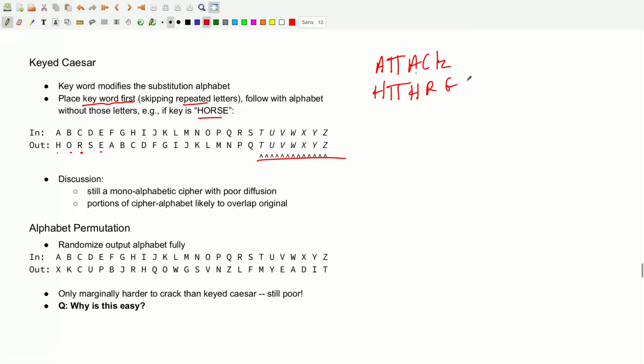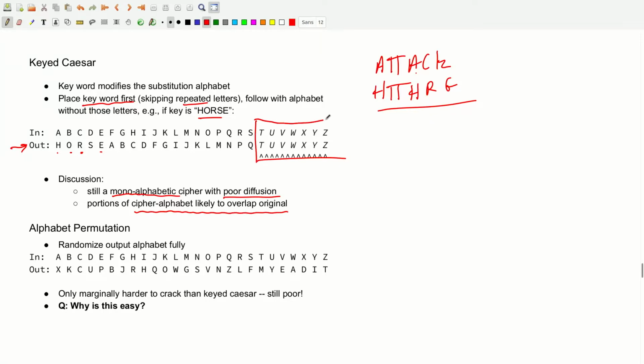Okay? Still a monoalphabetic cipher, because there's just one output alphabet. Still poor diffusion, right? Because the plain text structure is reflected right here. These letters are the same, these letters are the same, and so on. The other problem with the keyed Caesar is that portions of the cipher alphabet will almost certainly overlap the original.